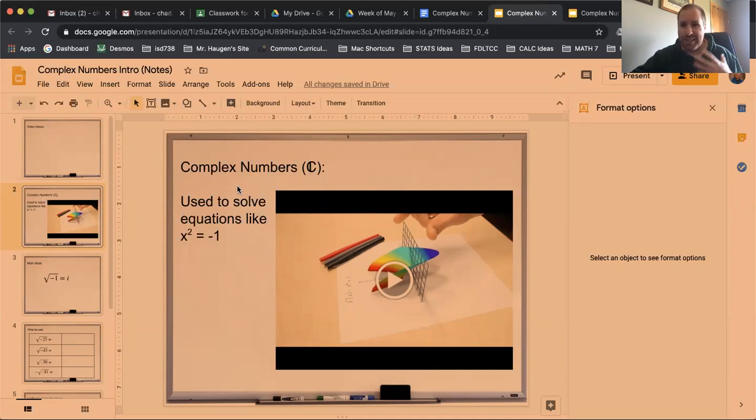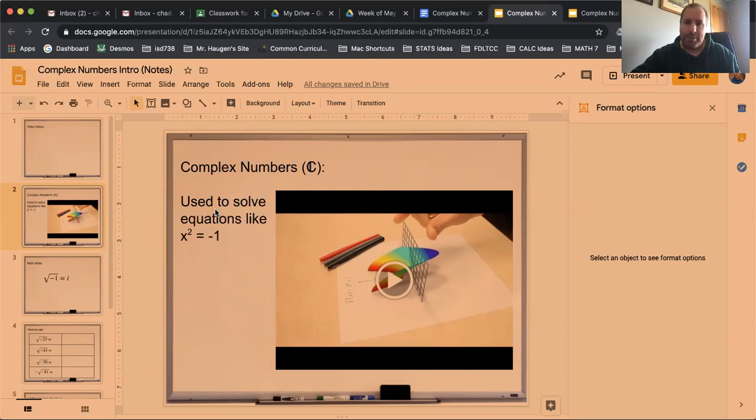But some other things with complex numbers, we use the letter C sometimes with a vertical line, if you don't want to write out the whole word and you just want to abbreviate. If you want to abbreviate that, you can do that there.